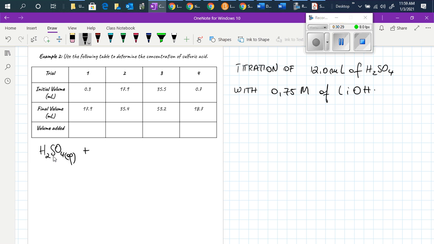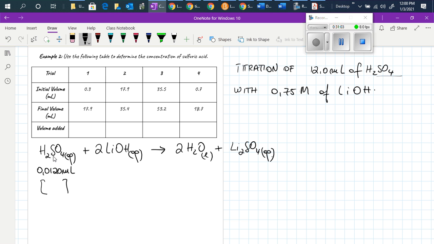H2SO4 aqueous solution plus 2 lithium hydroxide will give us 2 water, liquid, and lithium sulfate. Okay. Now, what is given here is that the volume of sulfuric acid is 0.012 liters, and the molarity, so concentration, is question mark, and then the molarity of lithium hydroxide is 0.75. And we have to find the volume using the table. Okay, now let's work with it.